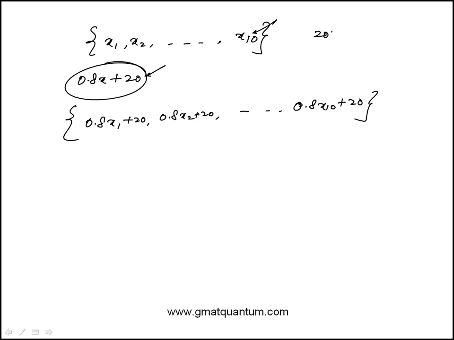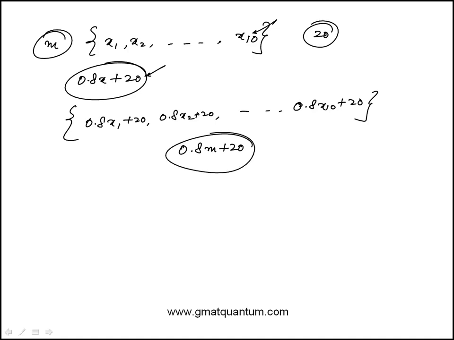So the original standard deviation is 20. If the original mean was m, the new mean would be 0.8m plus 20, because you're going to be adding all these up and dividing by the number of terms, and you'll get a multiplier of 0.8 on the mean, and the 20 you're adding stays the same. So for the standard deviation, you just need to know qualitatively how it's done.